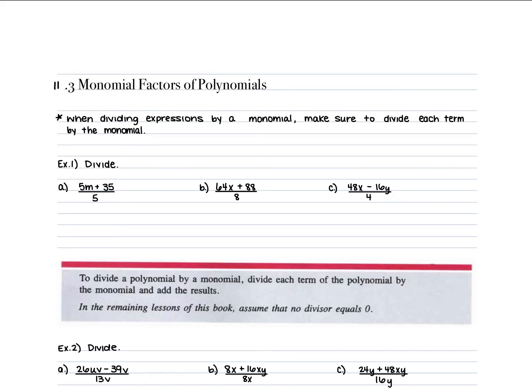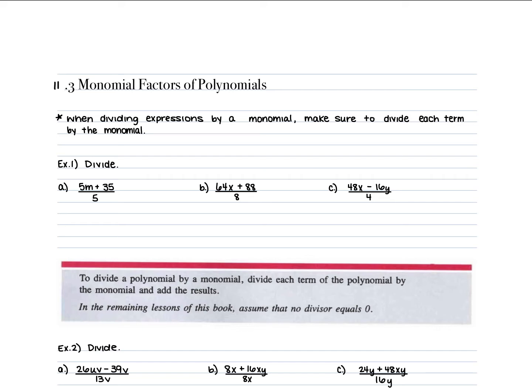11.3 goes over monomial factors of polynomials. The first part that we're going to be looking at is just dividing these binomials by a specific term. When you are dividing an expression by a monomial, you want to make sure that you divide each term within that expression by the monomial. So if we look at example 1, we're just dividing.